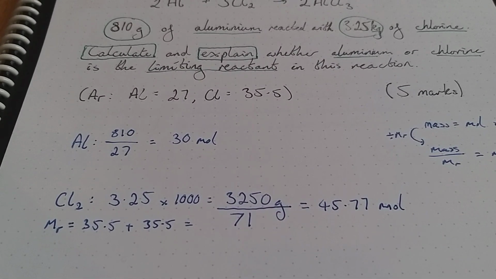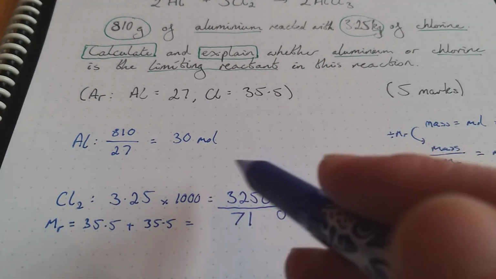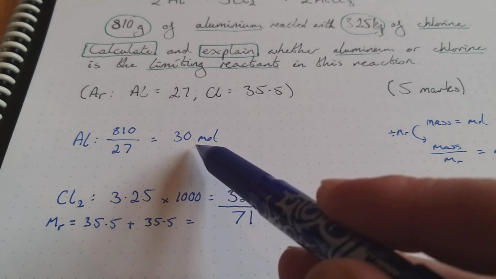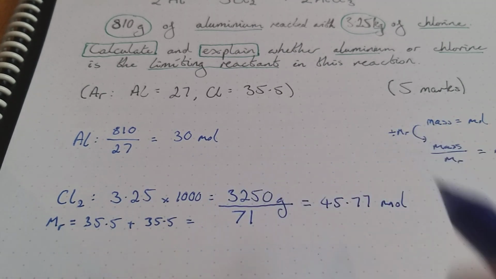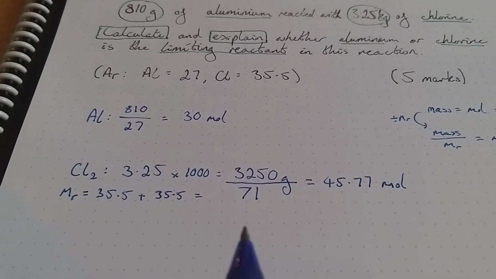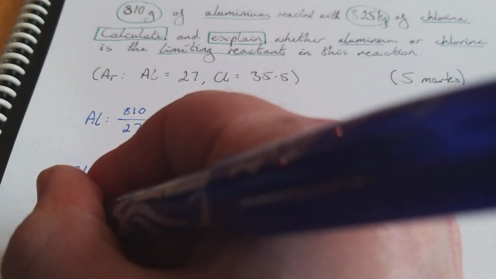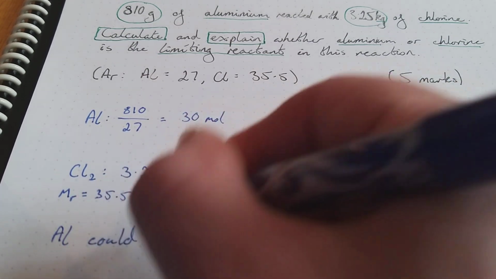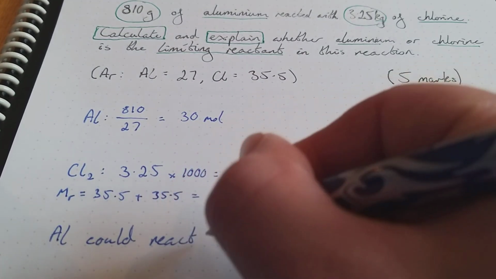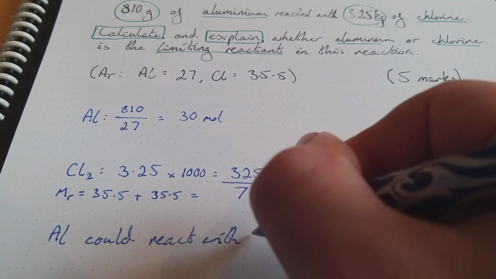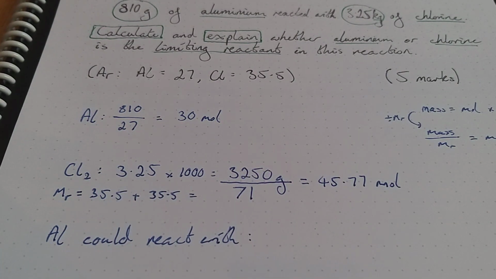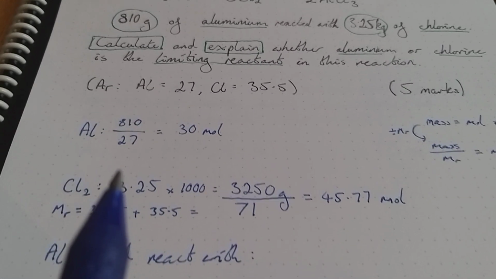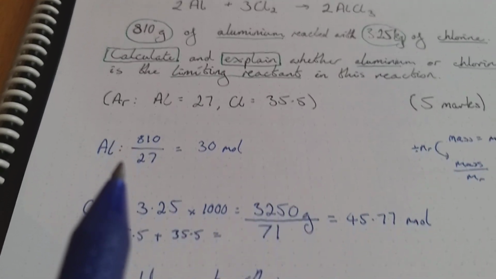Okay, so what we need to do is work out how much chlorine could react with the 30 moles of aluminium. Okay, so I'm going to write a little sentence underneath. Aluminium could react with, and so we need to do a little calculation. Okay, it's a 2:3 ratio that we can see from our symbol equation.